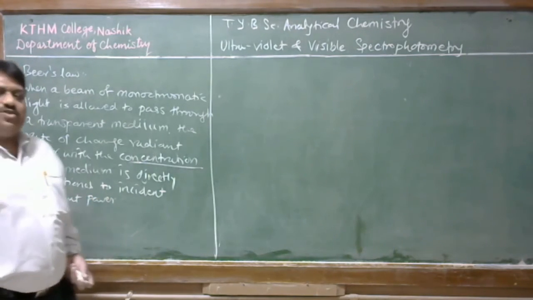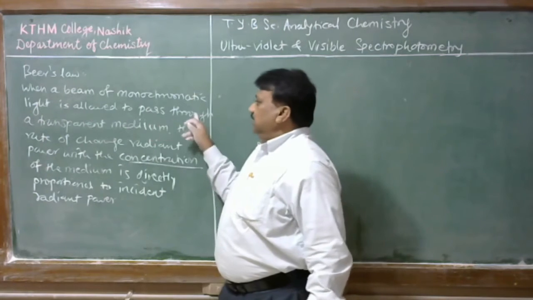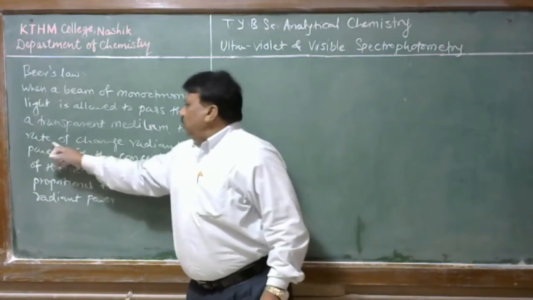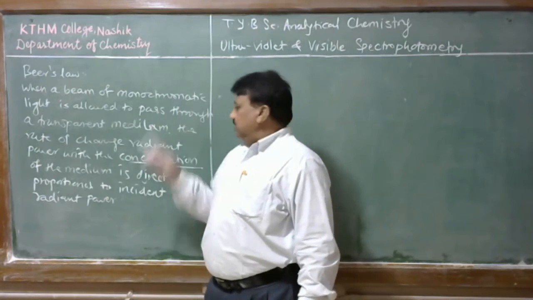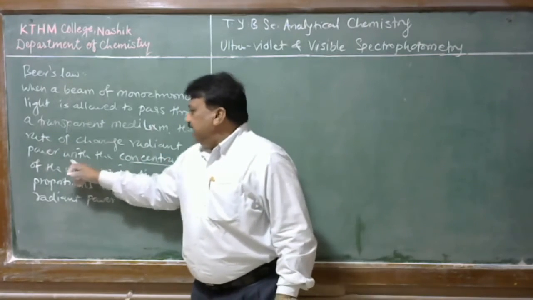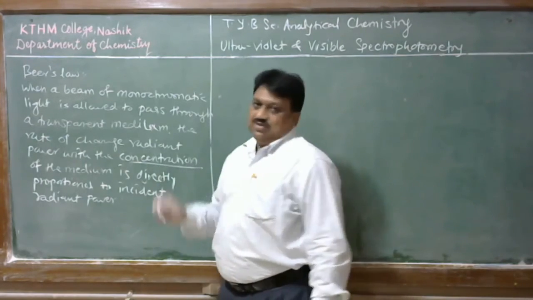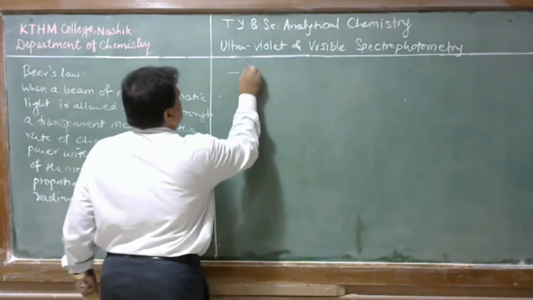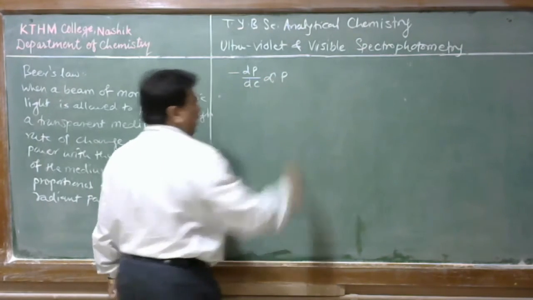In case of Lambert's law, when monochromatic light is allowed to pass through a transparent medium, we consider the rate of change in radiant power with the path length. In case of Beer law, it is the rate of change of radiant power with the concentration. This is the main difference between Lambert's law and Beer law. Mathematically, minus dP by dC is directly proportional to P.